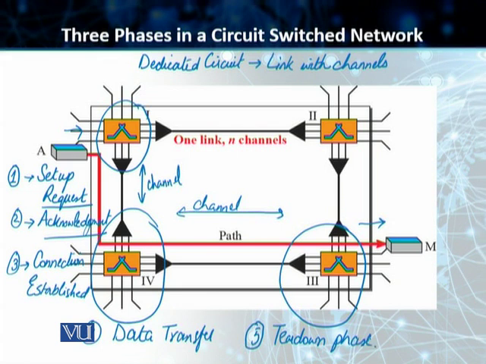So students, tear down does not happen until all the data is transferred, and until all the data is transferred, all of these resources, the actual path between A and M, and all the resources and the channels between the three switches and the switch to the end systems, remain dedicated. They are not used by any other connections.